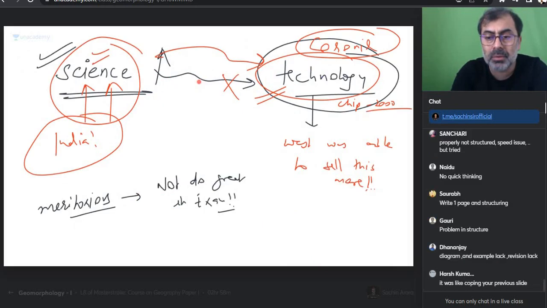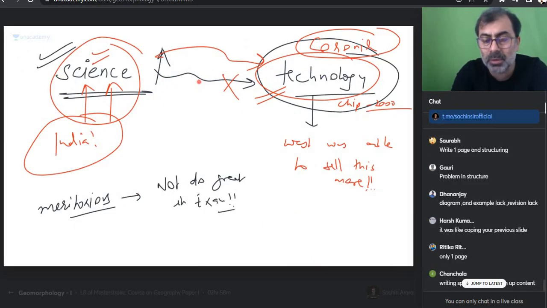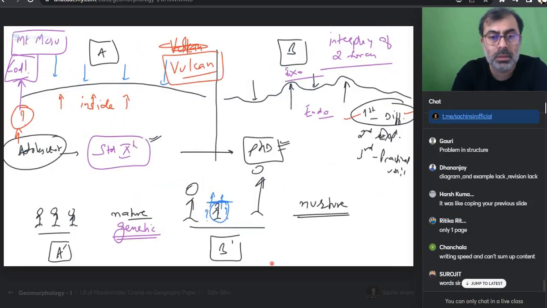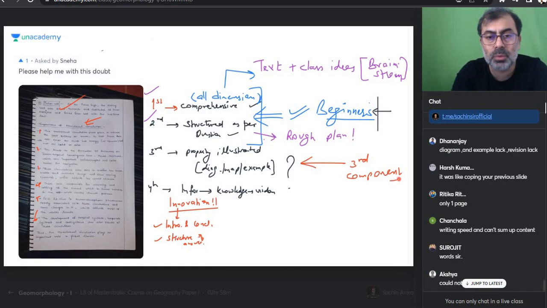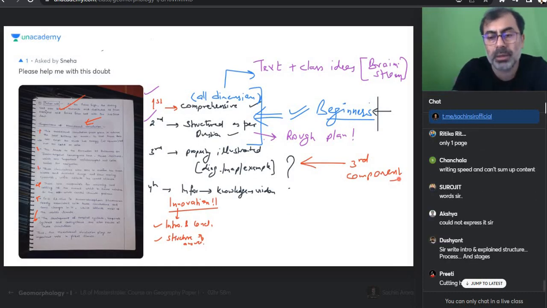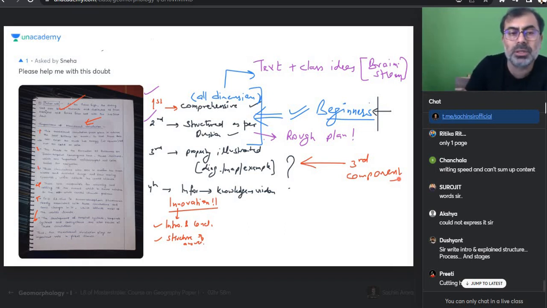Dhananjay, okay, diagram was there. Everyone who's participating in the class, please tell me what has been the problem. Writing speed, can't sum up the content, okay. Words. Everyone, please pay attention to this. What is expectation from you? अभी क्या चाहिए? 1 or 2 चाहिए. Preeti is saying cutting हो गया बहुत. Everyone. Somebody said कि sir अभी introduction conclusion नहीं चाहिए, चलेगा.